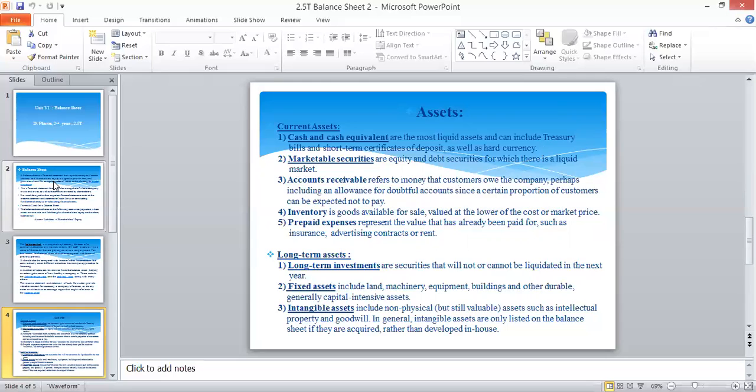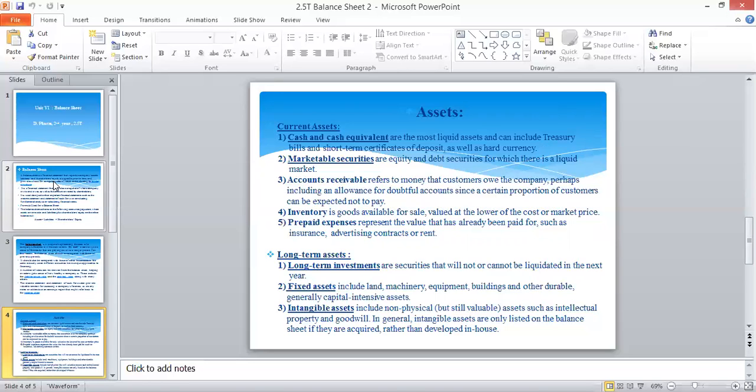Fourth, inventory. Inventory is goods available for sale, valued at the lower of the cost or market price. Fifth, prepaid expenses. Prepaid expenses represent the value that has already been paid for, such as insurance, advertising, contracts, or rent.